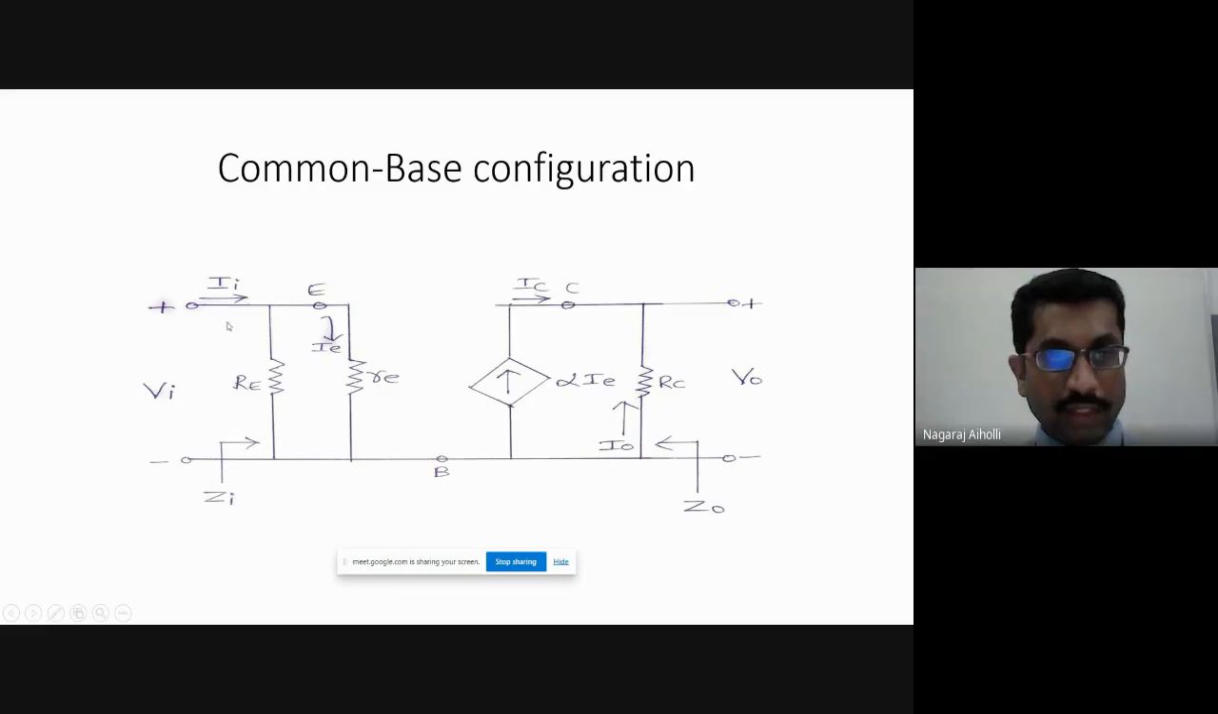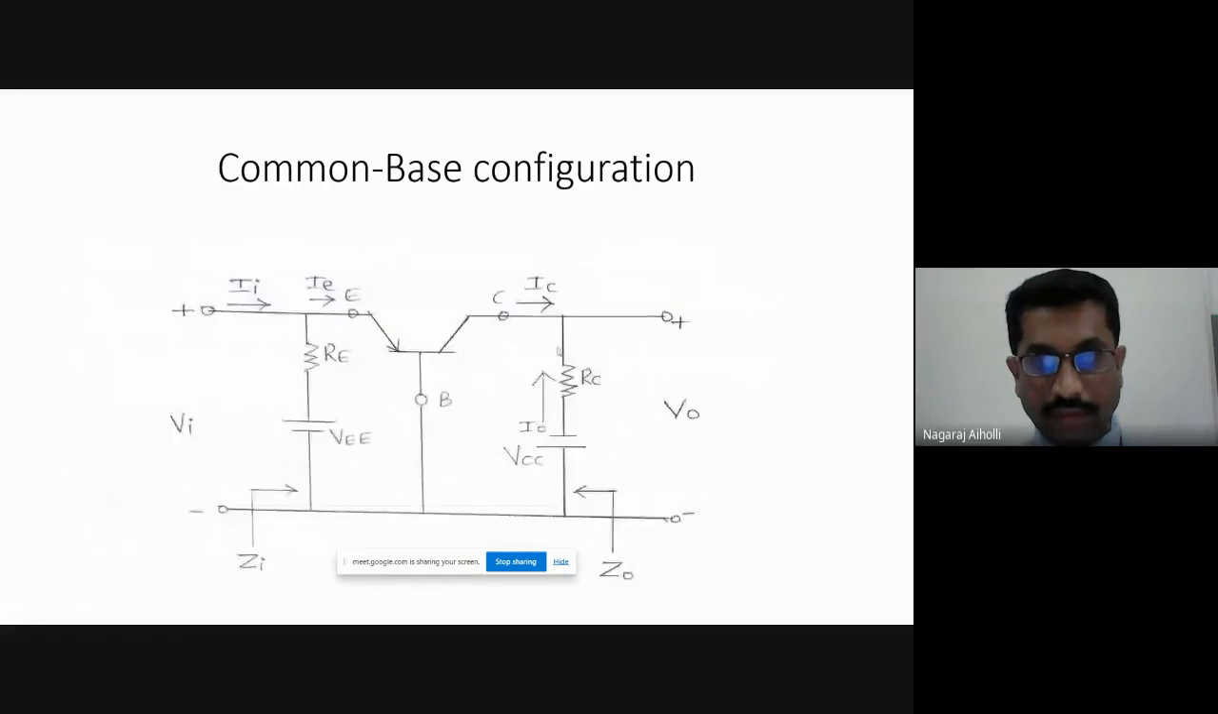Then the input current is Ii and the input voltage is Vi. This is capital RE, which is connected in the circuit, and this is small re, which is the AC resistance. The current entering the emitter terminal is the emitter current IE. We have the base terminal. Then at the other side, in the output section, there is the collector current IC.